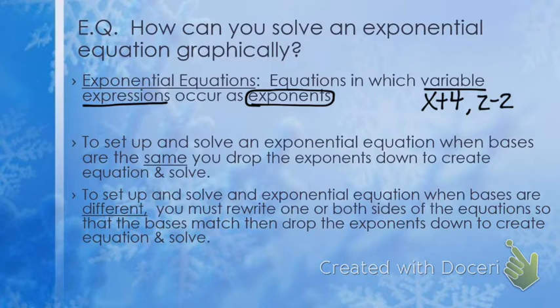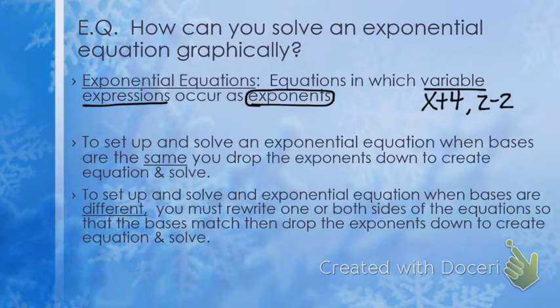It says to set up and solve an exponential equation when bases are the same. Now, fill in that blank and highlight it because this is key. When the bases are the same, you drop the exponents down to create an equation and solve. So I want you to fill in the blank, highlight the word same, and I also want you to highlight where it says drop the exponents down, because if my bases are the same, I'm simply going to take the 2 exponents, drop them down, and create an equation that I can solve. So that's the easy way.